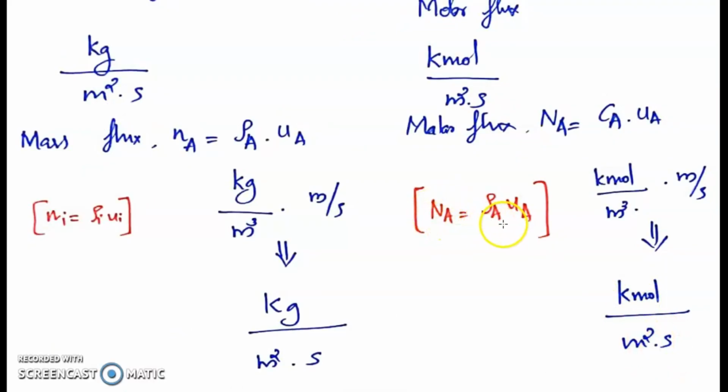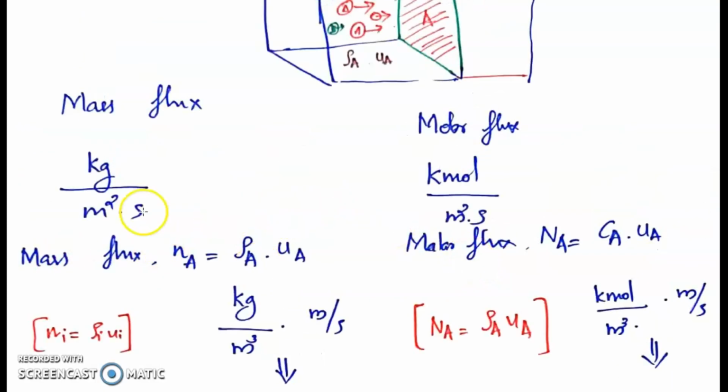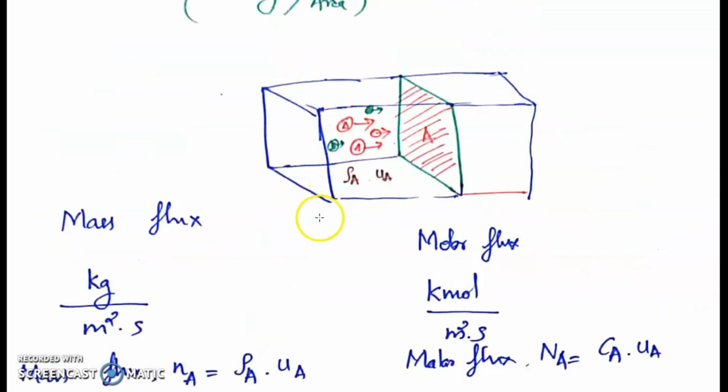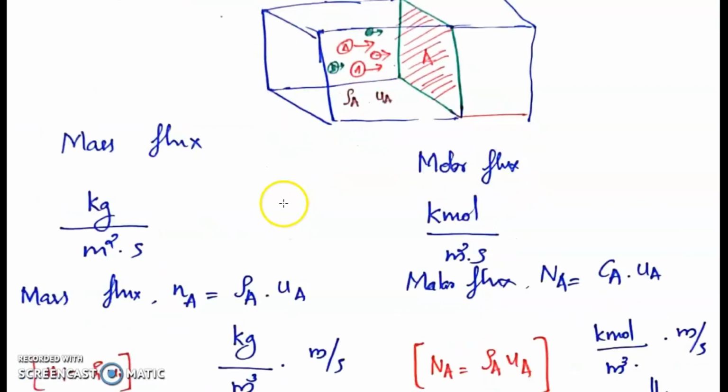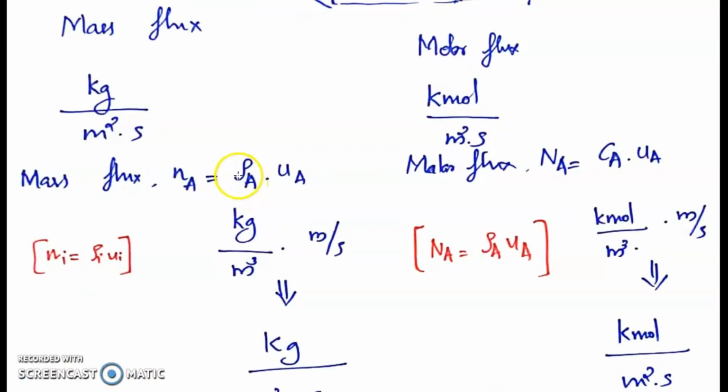So Na is equal to rho A into Ua. Similarly, if we generalize, it can be written as Ni is equal to rho i into Ui. So these are the two ways in which we will represent the mass transfer through any medium. Ultimately you need to remember this: in order to get the mass flux, multiply mass concentration with the velocity of a component, and similarly to get molar flux, multiply molar concentration with the velocity.